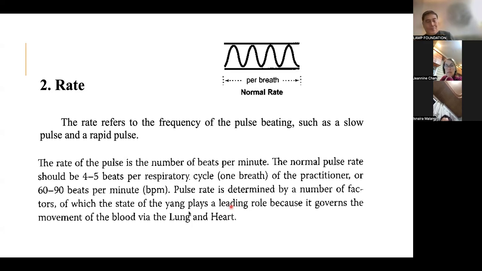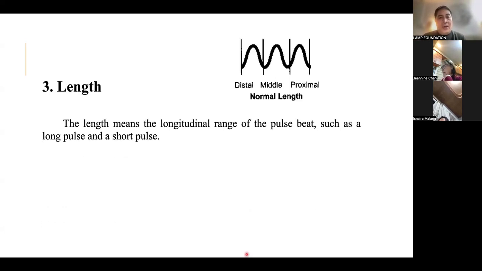Next, length. When you talk about the length, it should occupy all the three positions: distal, middle, proximal. Again, this is so difficult, right? Not really, but if you have a very petite patient, you'll probably have to adjust. The length means the longitudinal range of the pulse beat. So we have a long pulse and a short pulse.